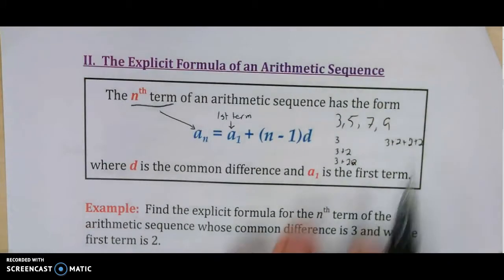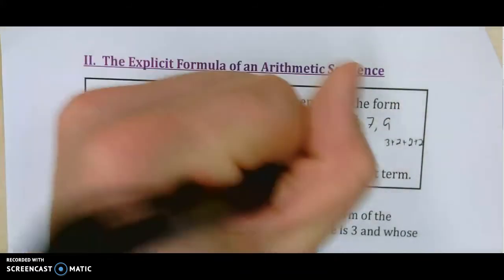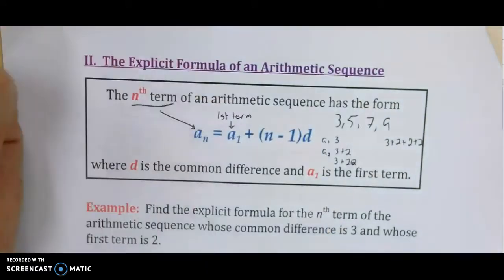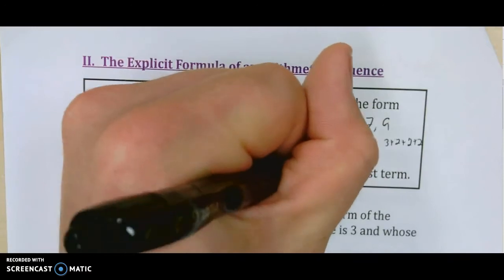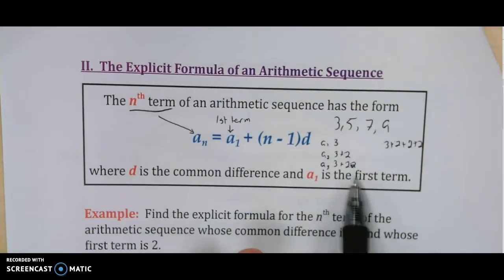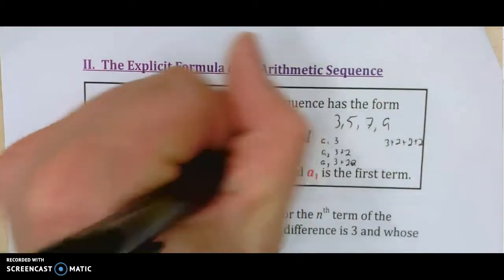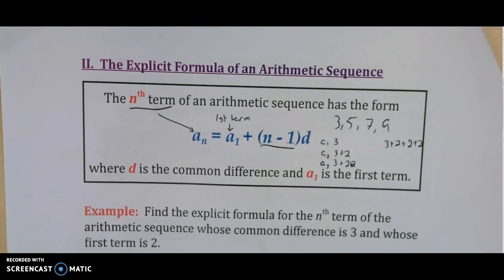So the number of 2's, or the differences that I'm adding on, is always going to be one less than the term number. Because 3 was my first term, 3 plus 2, or 5, was my second term, 3 plus 2 plus 2 was my third term, so on and so on. So the number of differences being added is always going to be one fewer than the term number, and that's where that n minus 1 portion comes from.